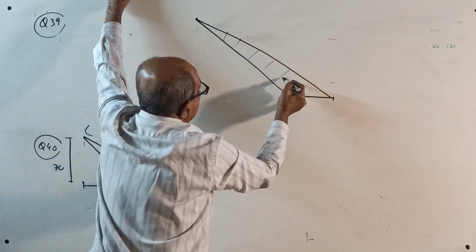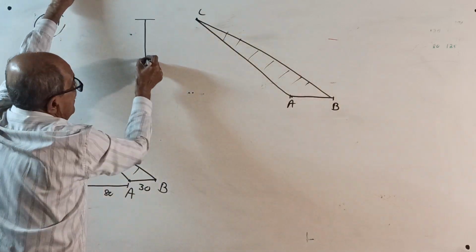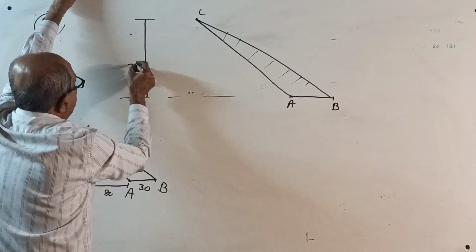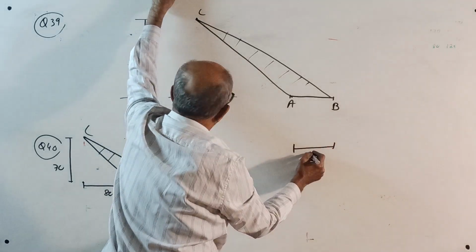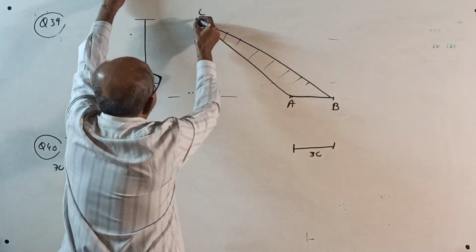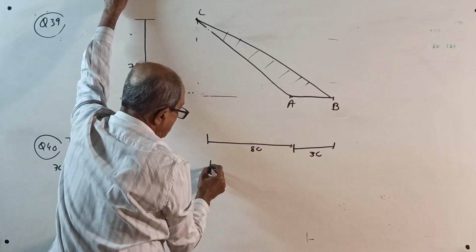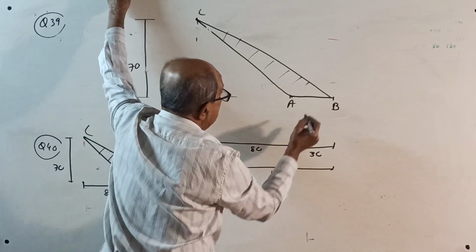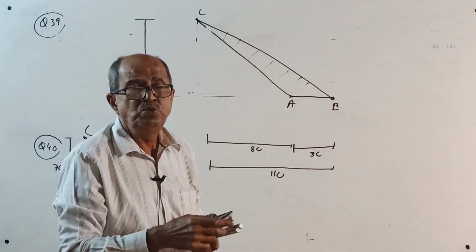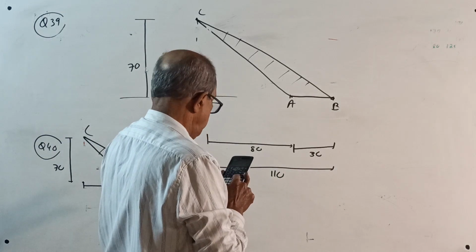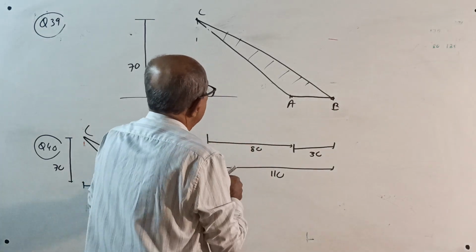This is a triangle A, B, C. Full height is 70. Correct? Yes, 70. This here is 30. This extra is 80 here. If you want the full, it is 110. If I want the centroid from here, you don't go for adventure: 30 plus 110 divided by 3 is 46.667.